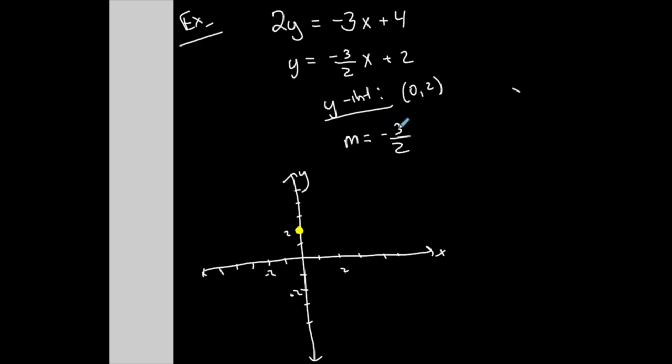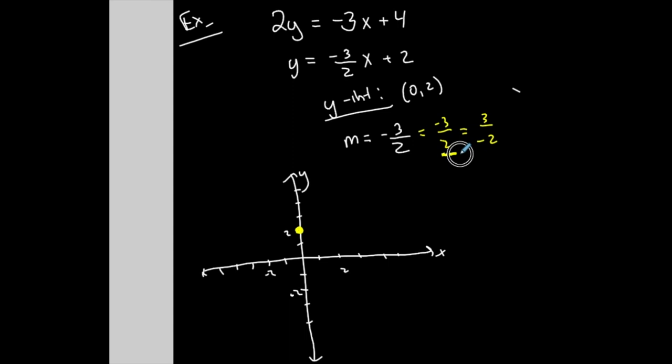Now, I can represent it as the opposite of 3 halves. I could put the negative in the top, or I could put the negative on the bottom. They both mean the same thing. We typically don't write a fraction with a negative on the bottom. We either put it on top or in the front. But when I'm dealing with rate of change, it doesn't necessarily matter. I'll show you what I mean by that.